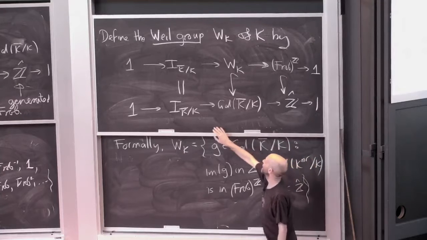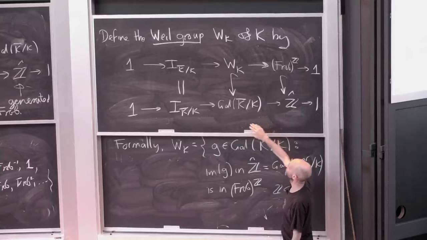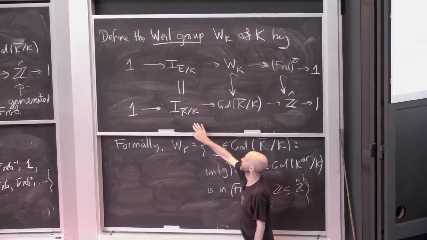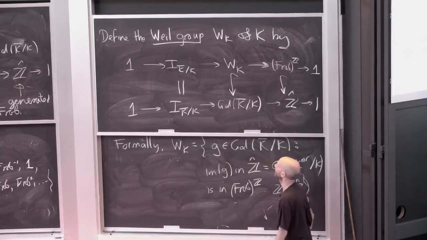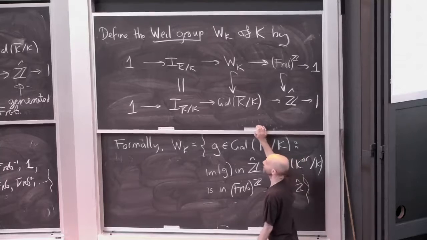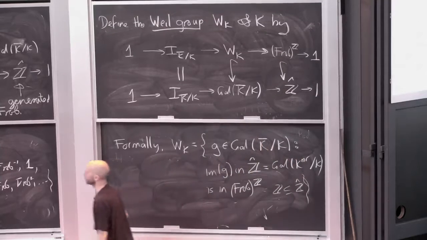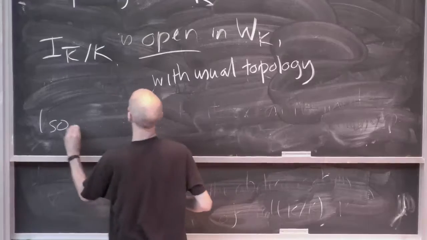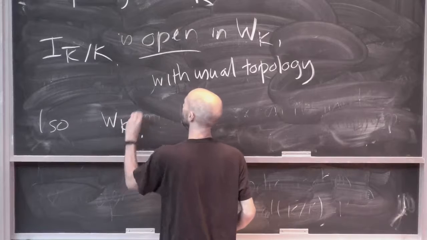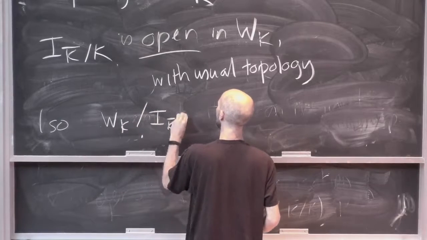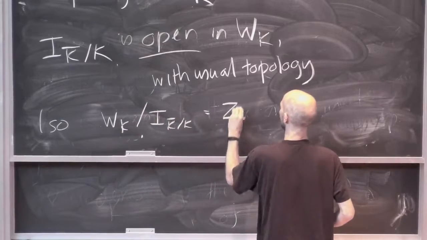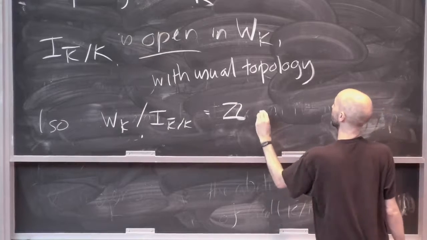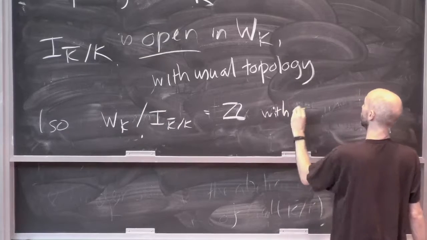So the kernel of this map is the preimage of the identity here, so it's the preimage of a closed set, so it's closed. The inertia subgroup is closed in Gal(K bar over K), but it's not open in general. So I'm going to make the inertia subgroup open in W_K with the usual topology. And so that means W_K modulo I_{K bar over K} is Z. And what's the topology on this? This will be with the discrete topology, right? With the discrete topology.